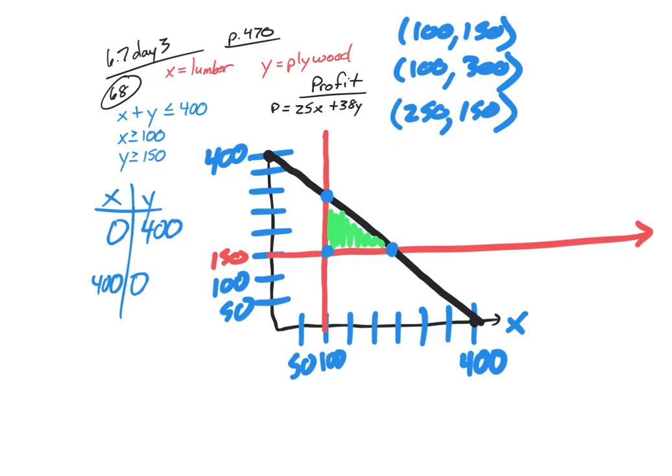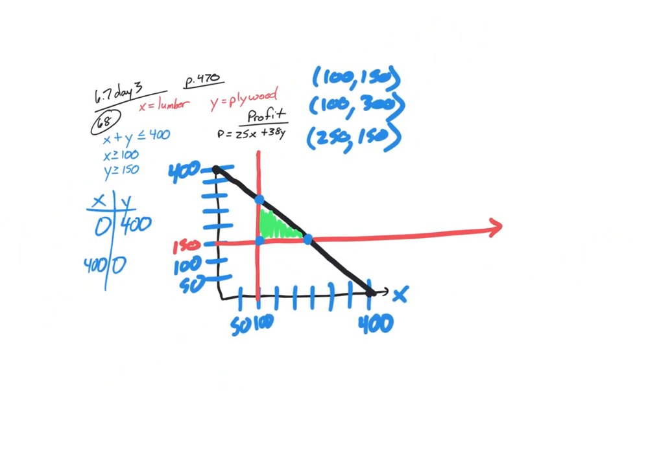We only had 3 points to come up with yesterday. Or yesterday we did one that has like 4 points. We did one that had 5 points. This one only has 3 points. So every problem is going to be just a little bit different depending on the inequalities that you have. The last thing that we're going to do, we've already written out our profit function, right? We're going to take these 3 points and plug them into our profit function. So here's where we probably would want to use our calculator. 25 times 100 plus 38 times 150.